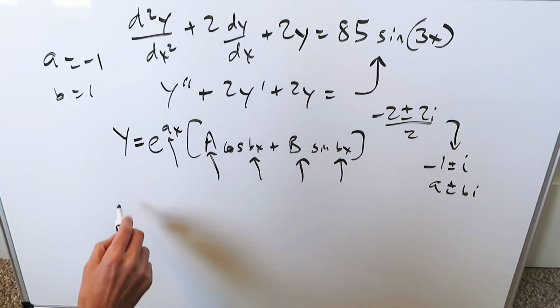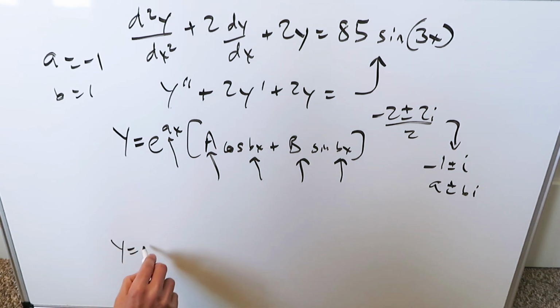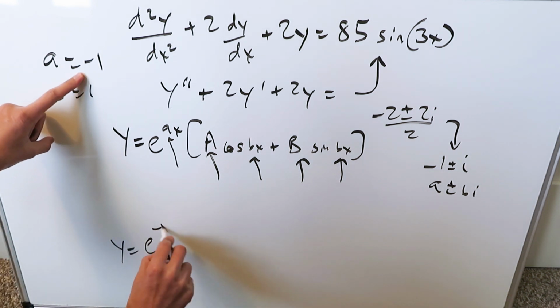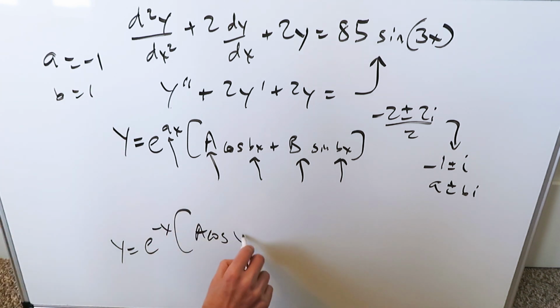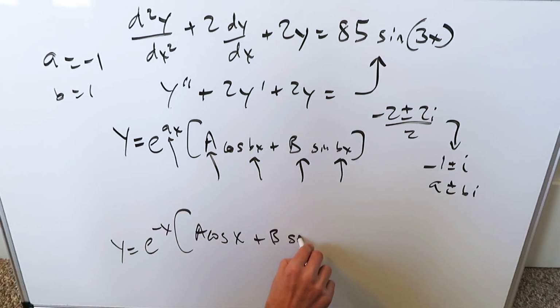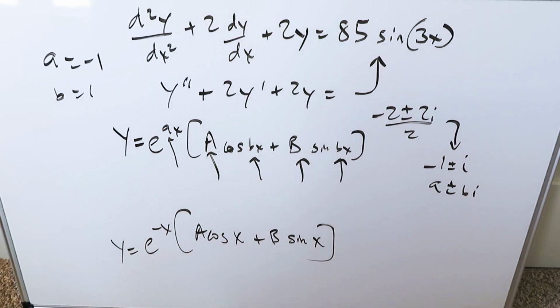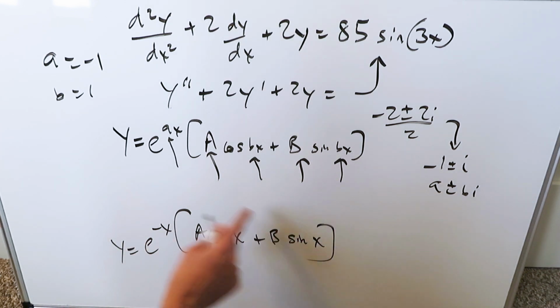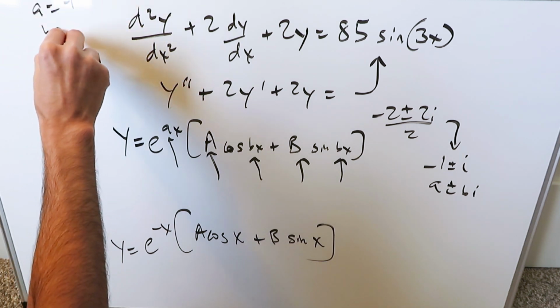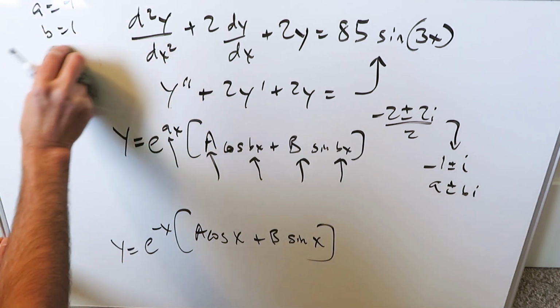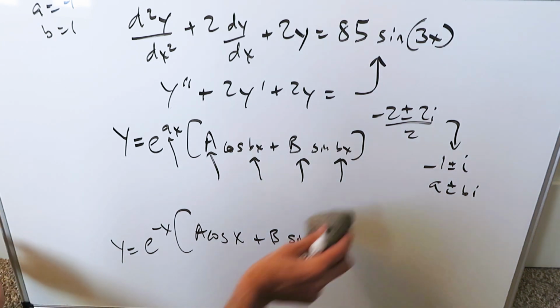When you put everything into your form, you have y is equal to e exponent minus x, then you'll have A cosine x, b is 1 so you don't even have to bring it in, plus B sine x. Here's your complementary function and we're done with that. Now we have to determine our particular integral. I will not write this again until the very end, but I will keep these in mind: a is equal to minus 1, b is equal to 1, and then we'll bring it in at the very end after having determined the particular integral.